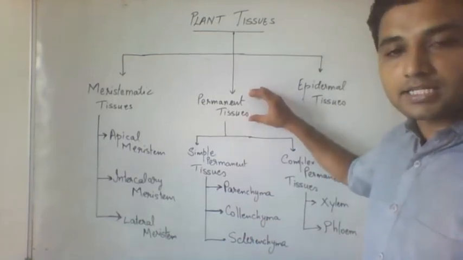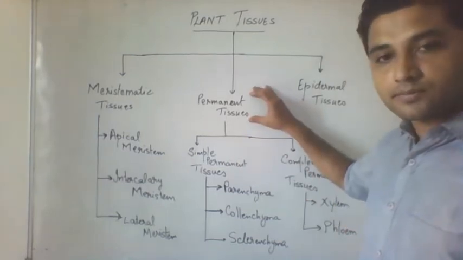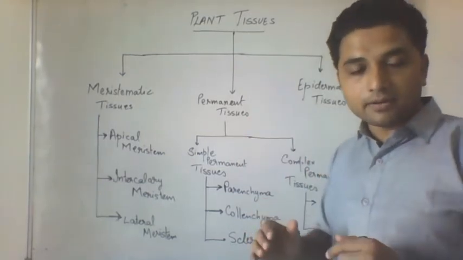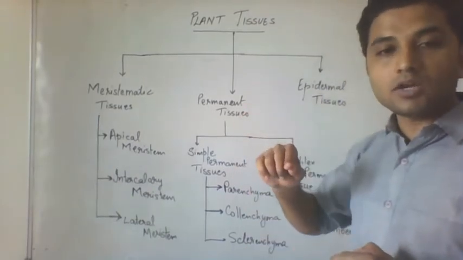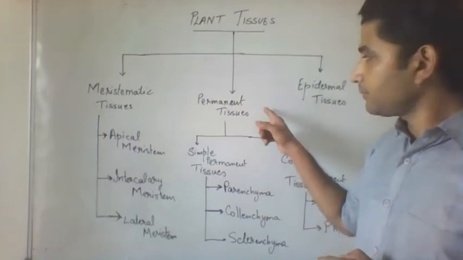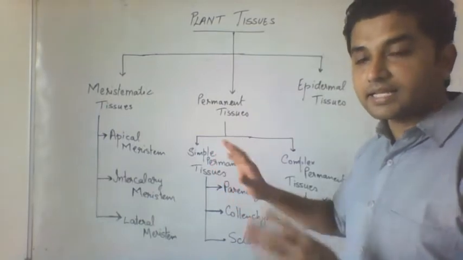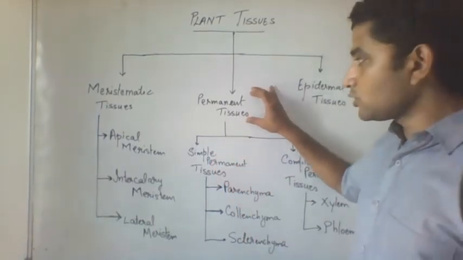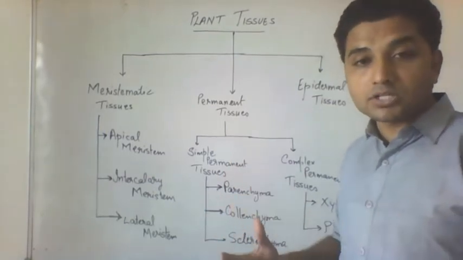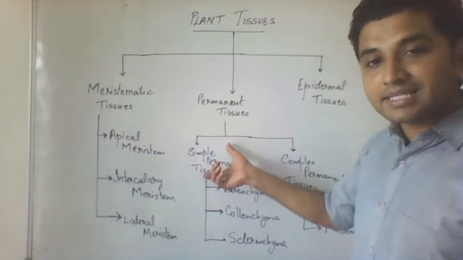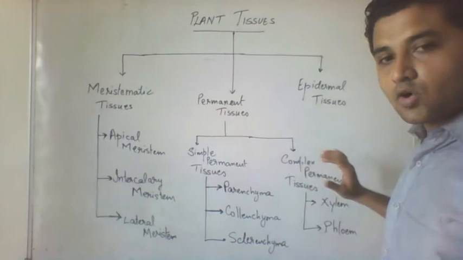The other category of cells that cannot do cell division, that cannot divide, are permanent tissues. Permanent tissues have lost the capability of cell division. They can't divide. That's why they are known as permanent. They will be there as they are. Now permanent tissues, depending upon the types of cells they are made up of and upon what type of functions they perform, we have categorized them as simple permanent tissues and complex permanent tissues.